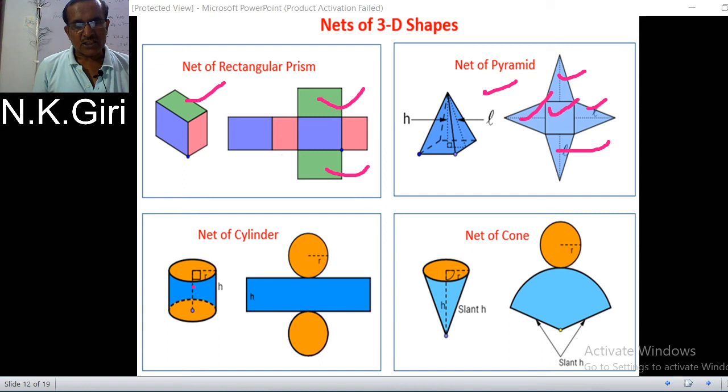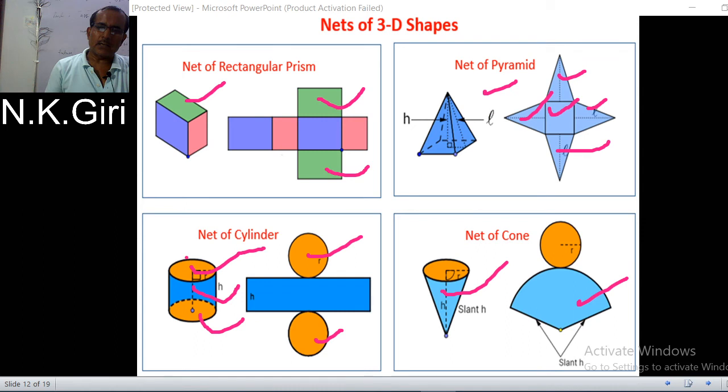Now net of the cone. This is a cone. This surface is like this, 3/4 of the circle, and this base is circular. Now we come on next.